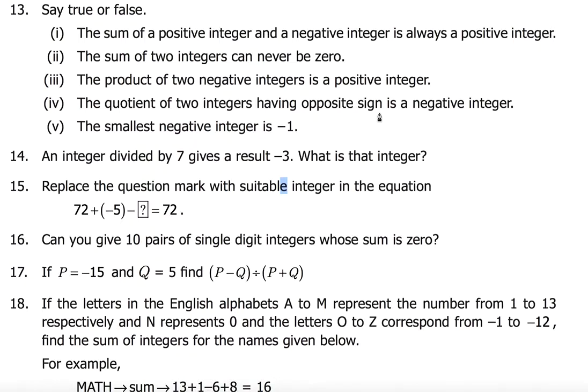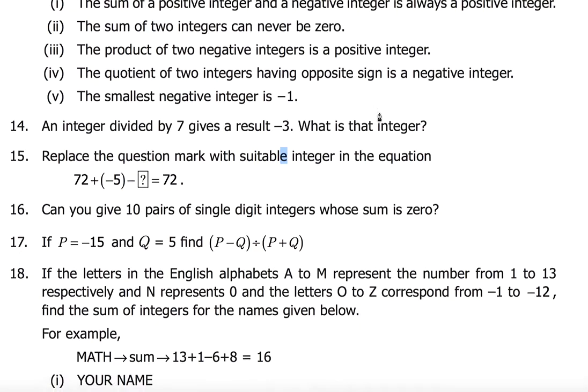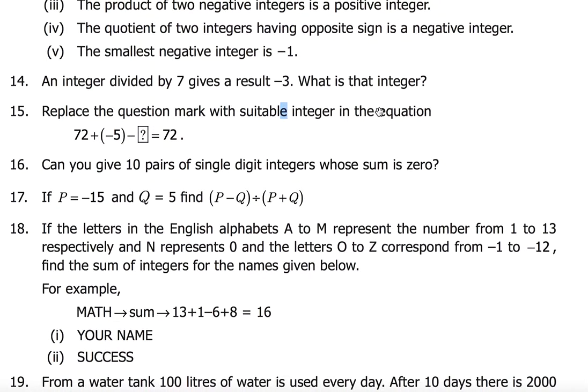The quotient of two integers having opposite sign is a negative integer. No, false. The smallest negative integer is minus 1. That is also false. An integer divided by 7 gives result minus 3. What is that integer? Minus 21. Replace the question mark with suitable integer in the equation. 72 minus 5. This is minus 5 only.